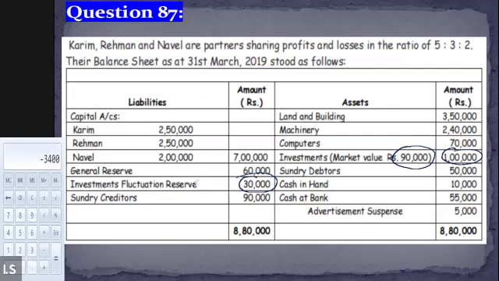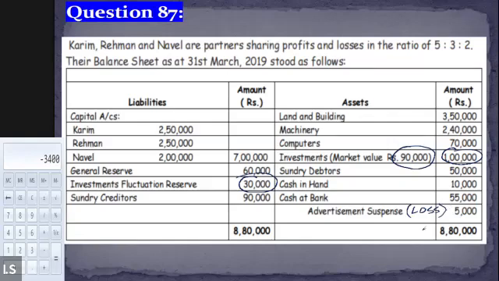And since the value of the investment only goes down by 10,000, and we have a sufficient amount of reserve to compensate such loss, we can obviously adjust some of the investment fluctuation reserve towards the reduction in the value of the investment, and the remaining will be distributed among the partners, right? Moving on to the next thing, debtors is given as 50,000, cash in hand, cash at bank. Advertisement suspense is also there. See, advertisement suspense is what? Advertisement suspense is a loss.